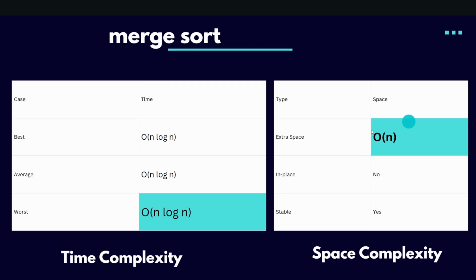If you see the space complexity, it will be order of n, because we are using some extra space. We are using the left array and right array. That's the reason it shows order of n space complexity.